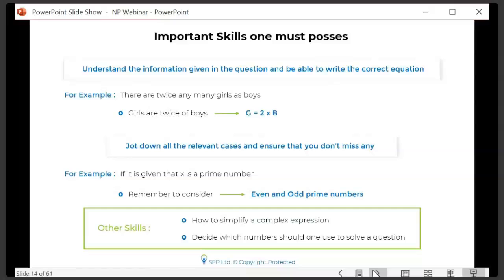But the point that I'm trying to make here is: learn your concepts really well, but make sure that you have these skills with you. If you don't develop these skills, even if you do really well, you will still end up faltering on the question. Then you'll keep on wondering, why am I making a mistake?